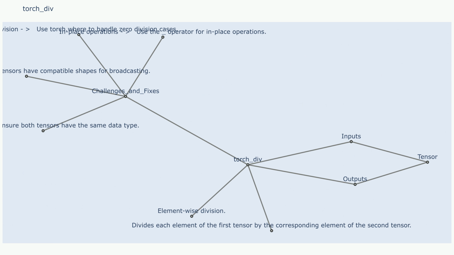Sample use case that resulted in challenge 3. Python: import torch; a = torch.tensor([1, 2, 3], dtype=torch.float32); b = torch.tensor([2, 4, 6], dtype=torch.int64); c = torch.div(a, b). This will perform the division as float32. Fixes to challenge 3: ensure both input tensors have the same data type before performing the division. Use the dtype argument to explicitly specify the desired data type for the output tensor.